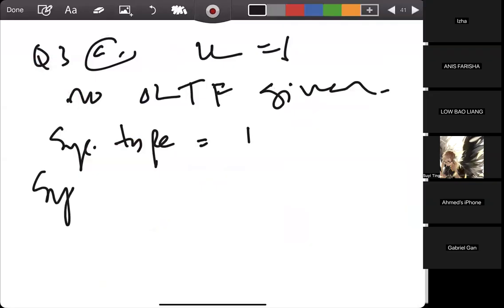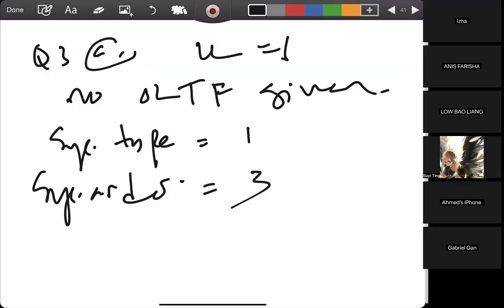System order. Once again, Tan Xing Yu. System order. The order of a system that has only poles, poles means more than one, without zeros. The order might be three. Okay, it's 3, because the slope is minus 20 dB per decade.